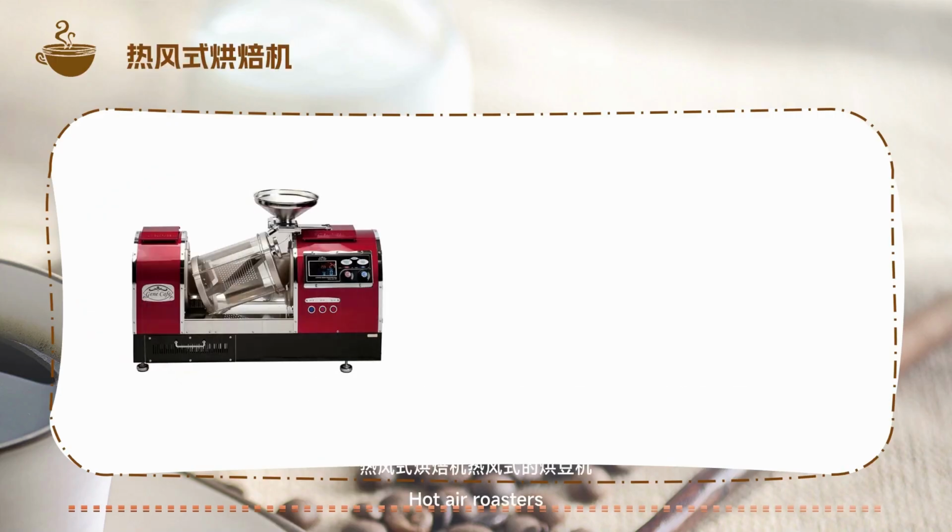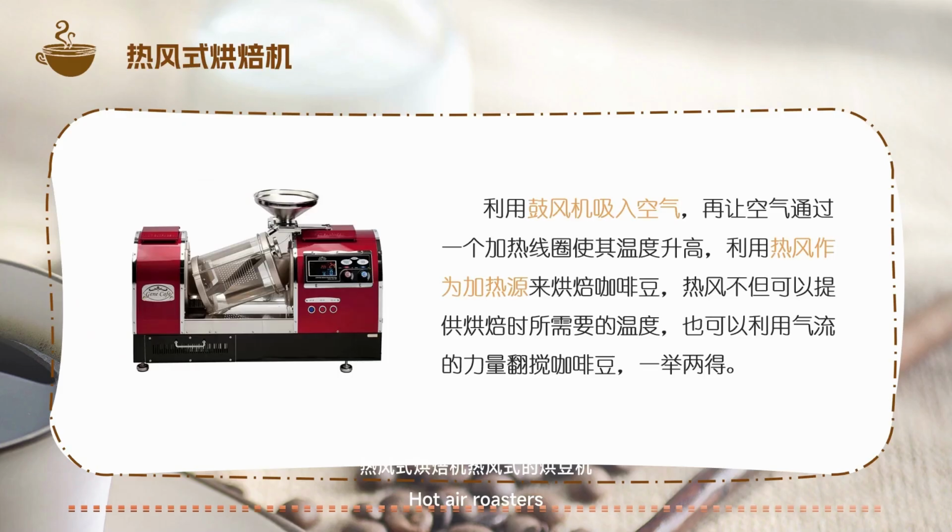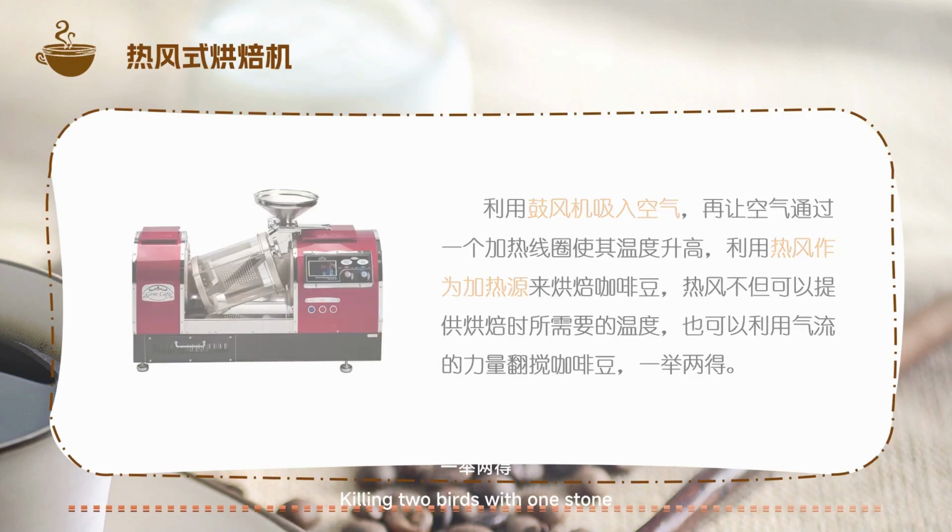Hot air roasters. Use blowers to draw in air. The air passes through heating coils, raising its temperature. Using hot air as the heat source for roasting. Continuous hot air provides the required roasting temperature. Also utilizes air current to tumble the coffee beans. Killing 2 birds with 1 stone.